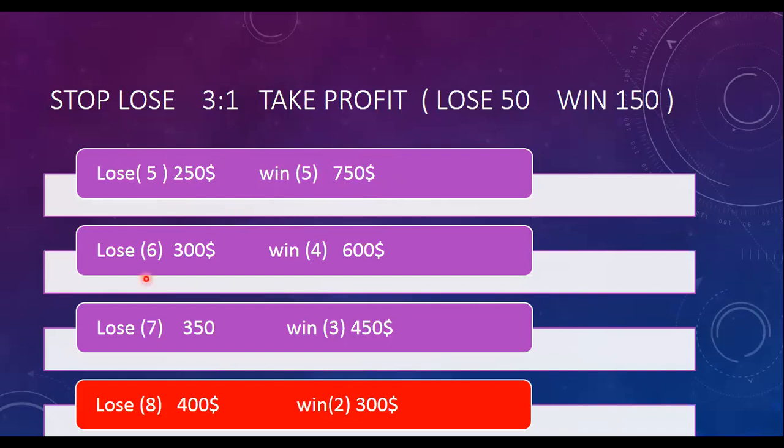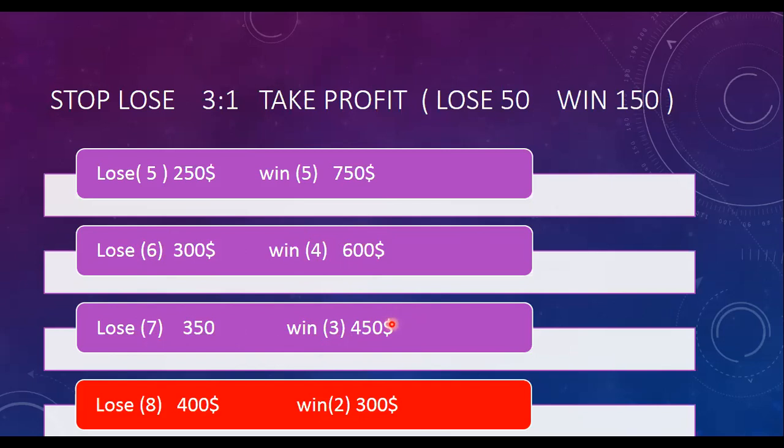Okay, what about if I lose 6 trades from 10 and I win only 4? I lose 300 because 6 times 50 is 300. I win 4 times 150, it means 600. I'm still a winner. What about if I lose 7 from 10? It means I am a very weak trader, and I win only 3 from 10. I'm still a winner. I lose 350, I win 450.